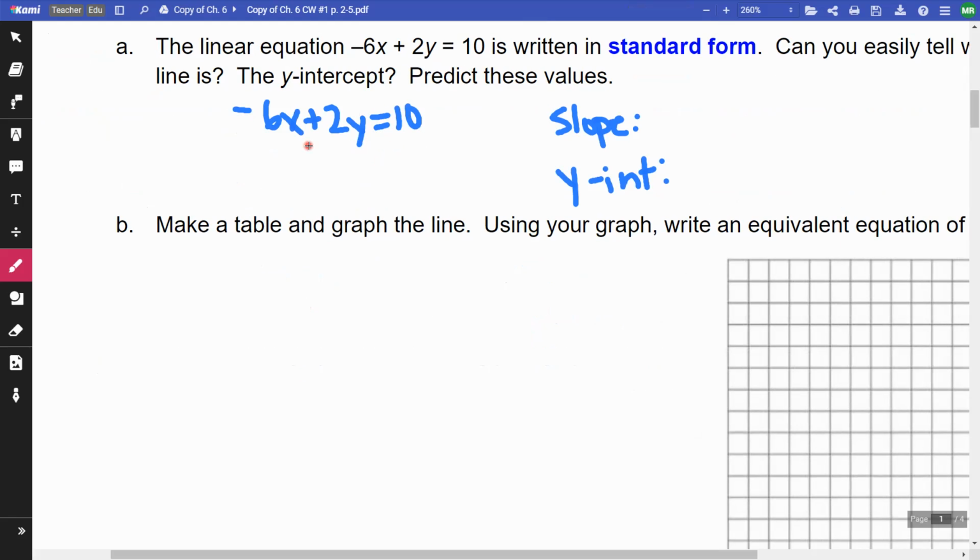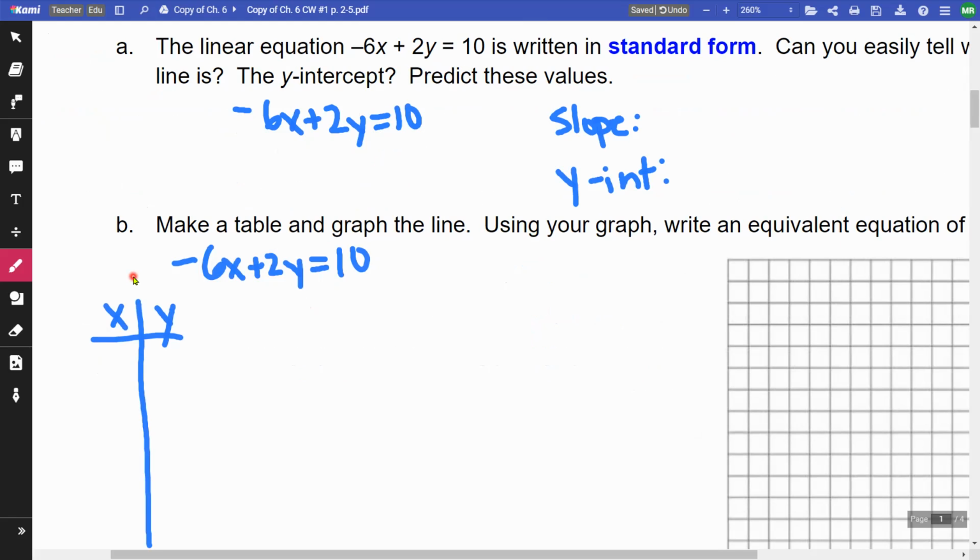Graphing this is not as easy because it's not in the nice slope-intercept form. So what we're going to do is take this equation, -6x + 2y = 10, and they want us to make a table, and then from that table, graph it. So I'm going to make a table, x and y. And when you make a table, you can choose whatever values you want, but it's nice to have negative values, it's nice to have positive values, and it's always nice to have 0.